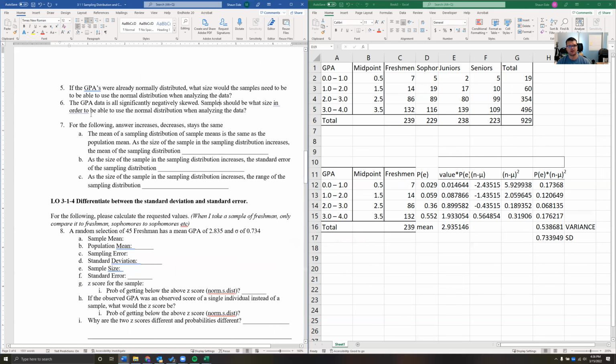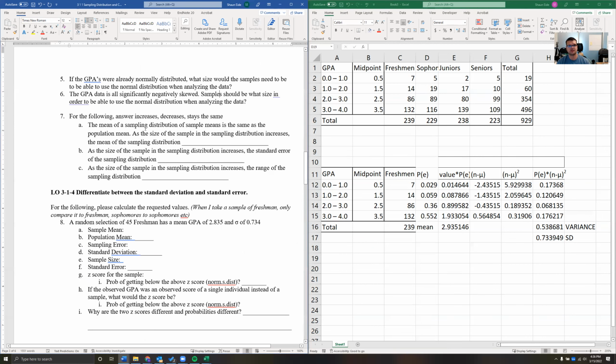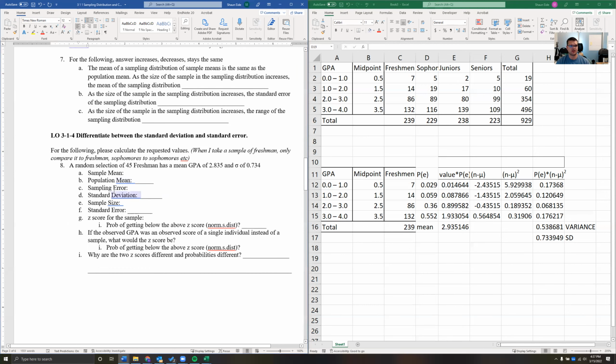And then right down here, the size of the sample is related to the sampling distribution. How is it related to the mean of the sampling distribution? How is it related to the standard error? How is it related to the range of the sampling distribution? So that's all that it goes through there.